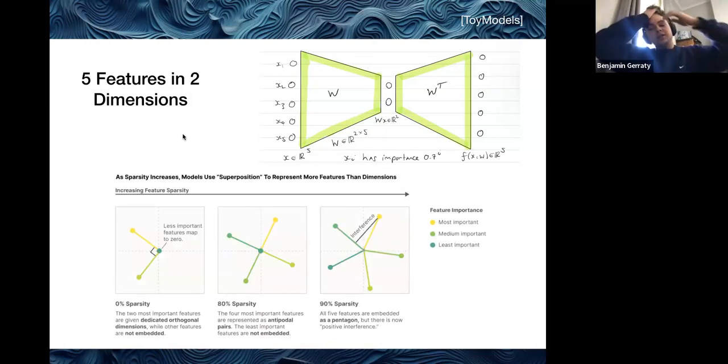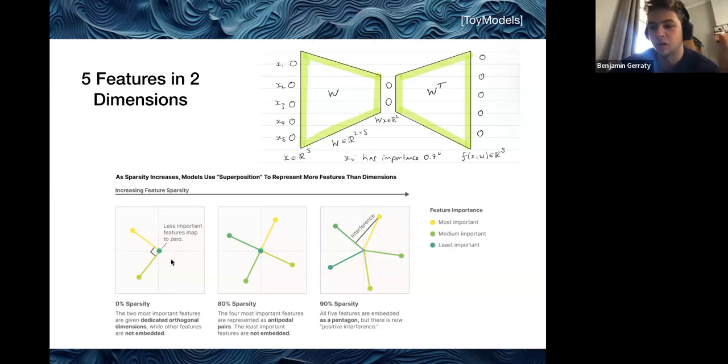So what we see is as the sparsity increases, the model tries to embed more and more dimensions. So if we start here, each feature is labeled from most important to least important, with more important meaning more yellow, least important meaning more green. So what happens if there's 0% sparsity? That means this is a very dense vector. There's hardly ever any zeros here. None are ever set to 0, unless you sample close to it. And then the model just orthogonally maps the 2 most important features. So it embeds only 2 features, the most important and the second most important, and it does so orthogonally because it needs to be able to grab back the important ones.